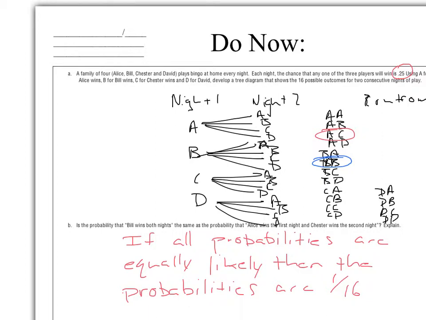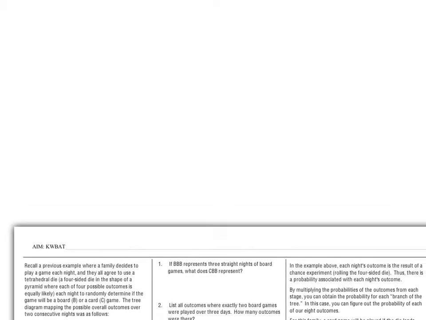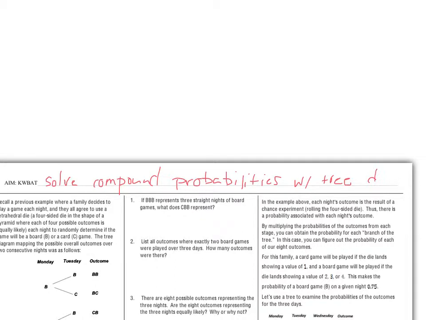All right, so let's flip on over and look at our aim for today. Today's aim: Kipsters will be able to solve compound probabilities with tree diagrams. What we've seen before are tree diagrams where there were two individual events. Today we're going to push our knowledge just a little bit further to see what it would look like if there were more than two events.